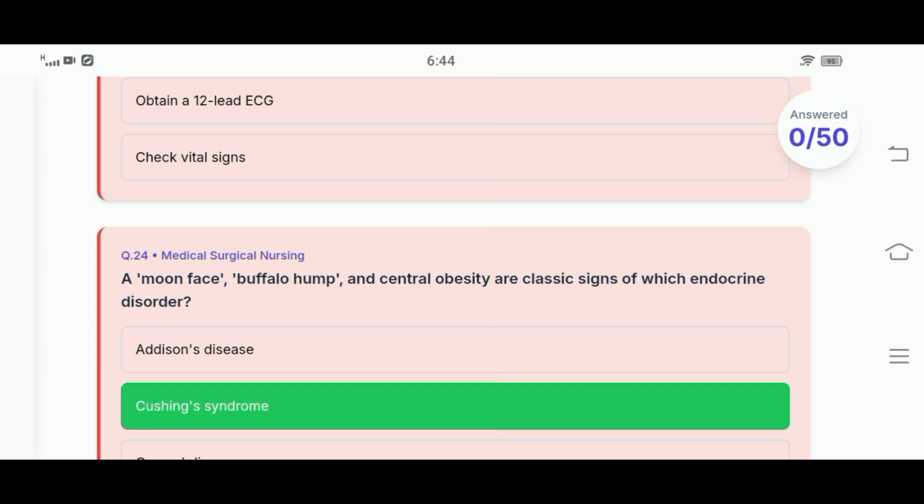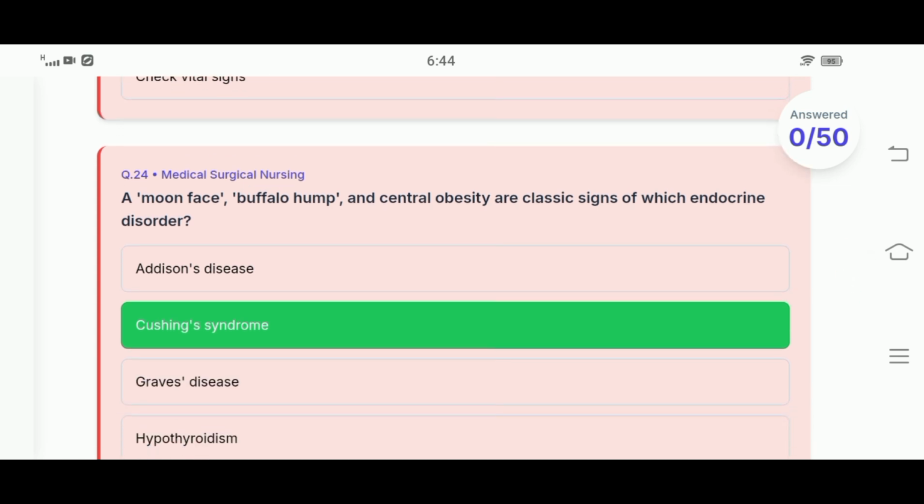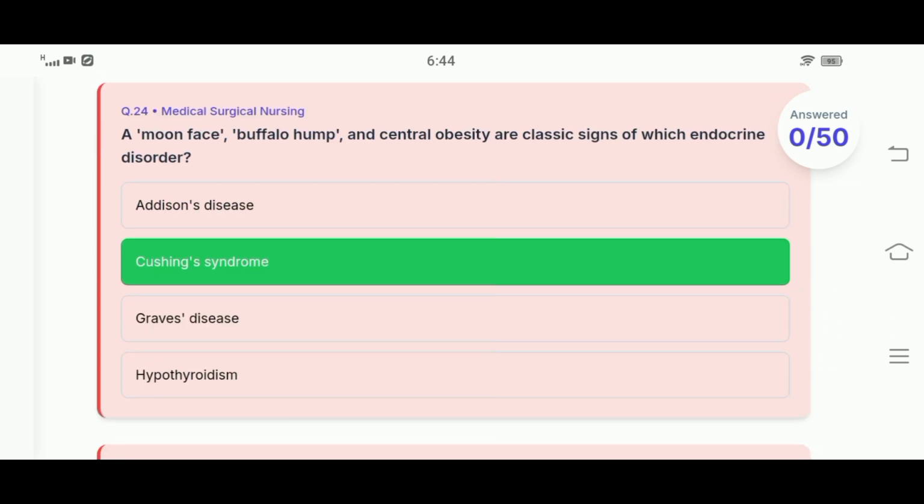24, medical surgical nursing. A moon face, buffalo hump, and central obesity are classic signs of which endocrine disorder? Options are A. Addison disease, B. Cushing syndrome, C. Graves disease, and D. Hypothyroidism. So the correct answer is B. Cushing syndrome.